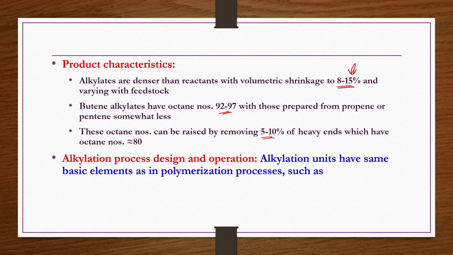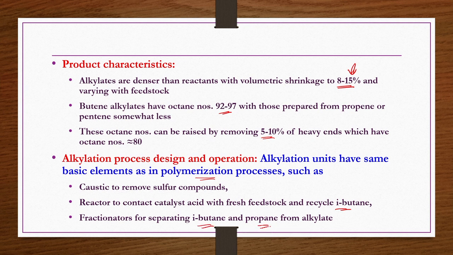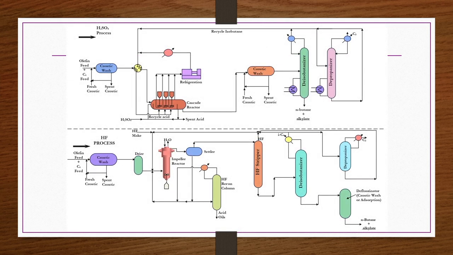Now we talk about alkylation process design and operation, which has similar units as in the polymerization process, such as sulfur removal by caustic, then a reactor to contact catalyst with fresh feedstock and recycle isobutane. Then fractionators separate the isobutane and propane from the alkylates. In polymerization also, you have purification of the feedstock followed by the reaction followed by removal of propane and butane, so such a sequence is followed here too. We see this for both processes: in terms of the catalyst, you can have the H2SO4 process or the HF process.